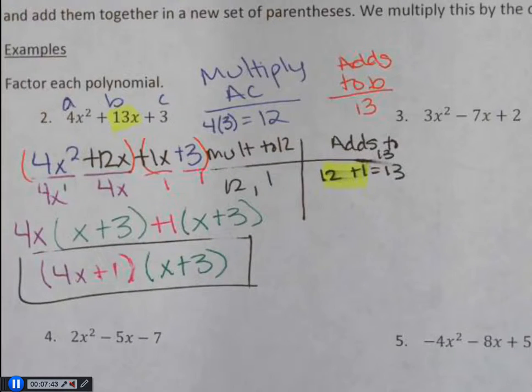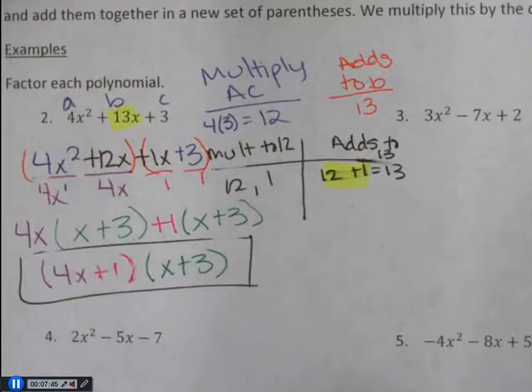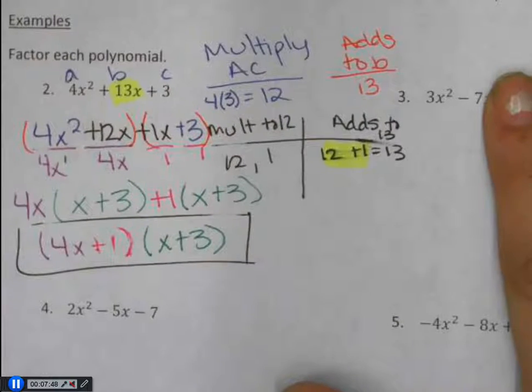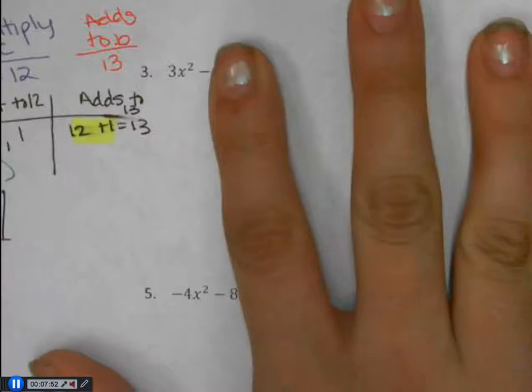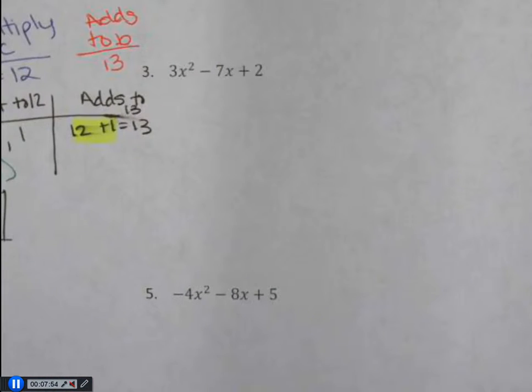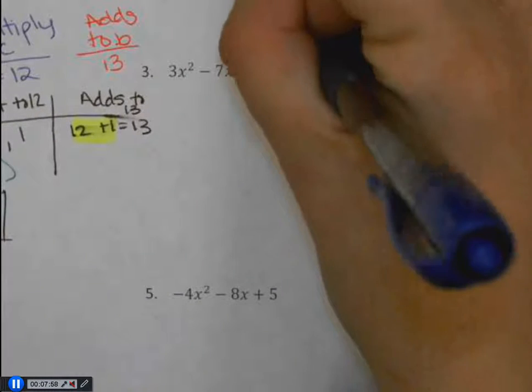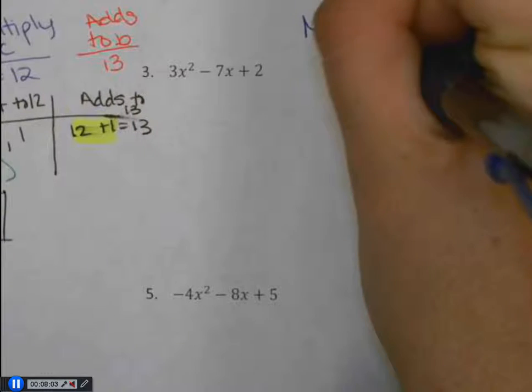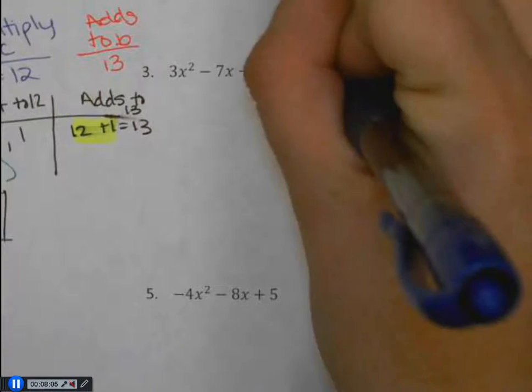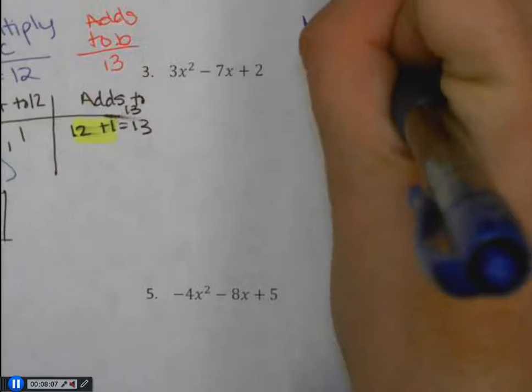Okay, so then I'm going to move on to number 3. Does anyone still need 2 up? I'm going to do the same thing for number 3. How do I start off? I'm going to start off by multiplying a and c. What are my a and c? I just multiply the numbers, so I'm going to do 3 times 2.